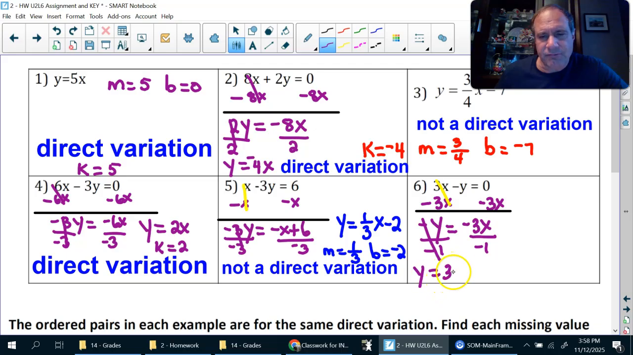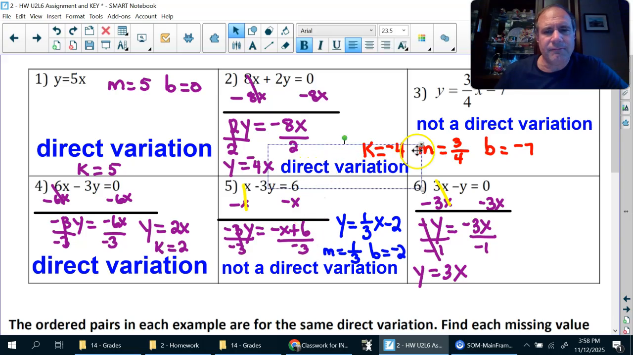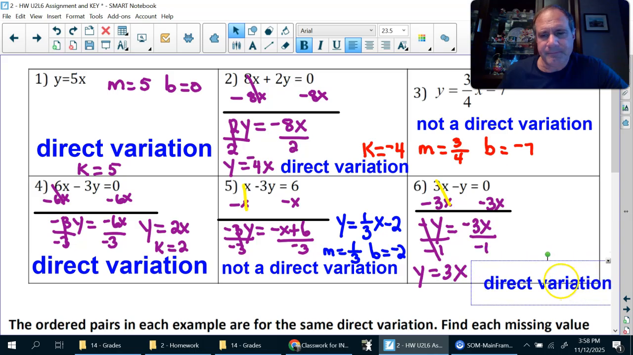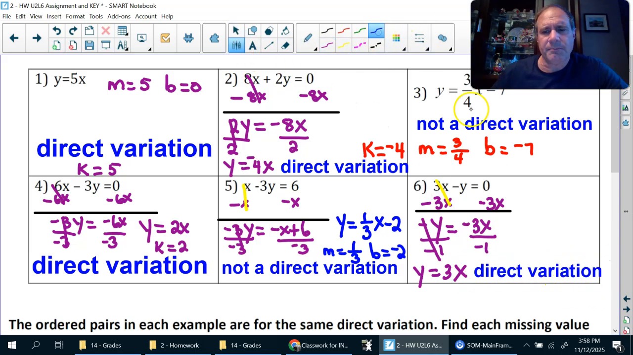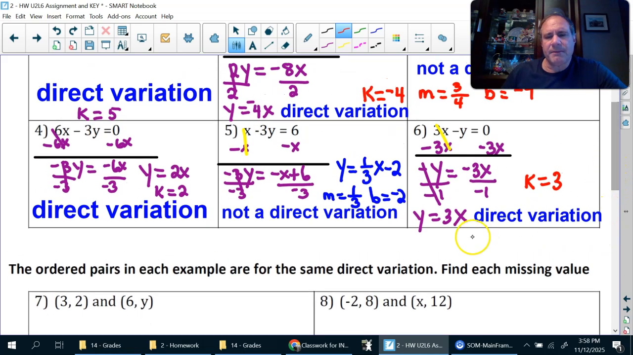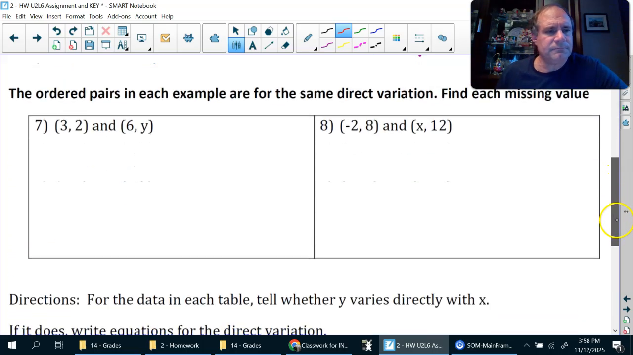And that is a direct variation with a constant of 3. And we'll put that k down as 3. K is the same thing as slope. All right, we have an m of 3 and a y-intercept of 0.